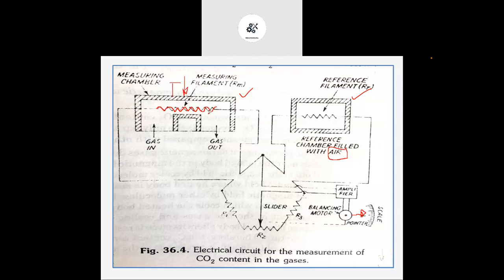Okay, so in that case, what will happen? The temperature of this filament will decrease, right? Temperature of this filament will decrease. Consider this flue gas having more conductivity than the air. So when it passes through that particular filament or the chamber, it will absorb more and more heat from this particular filament, and because of that, the temperature of this filament will decrease.